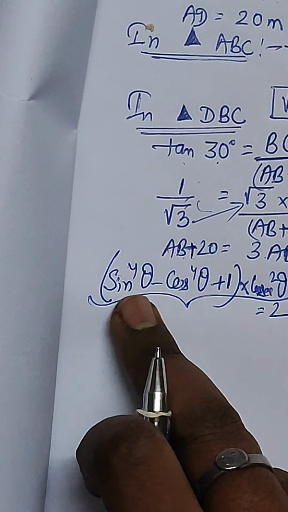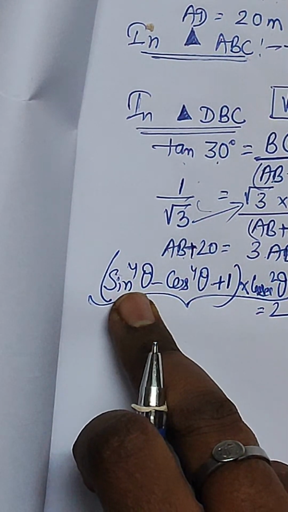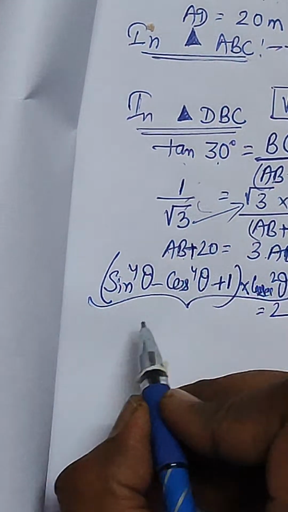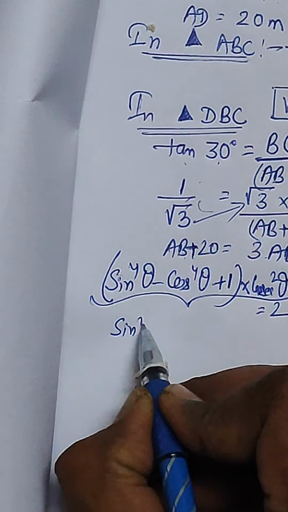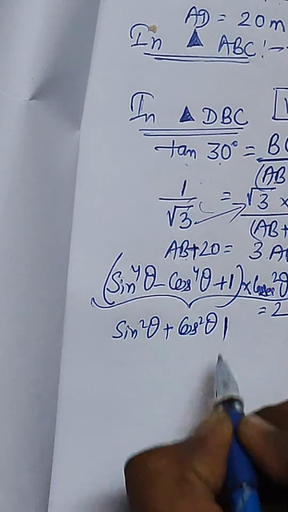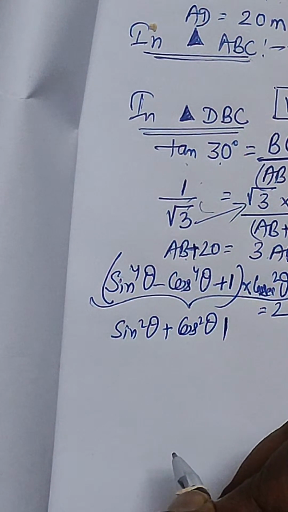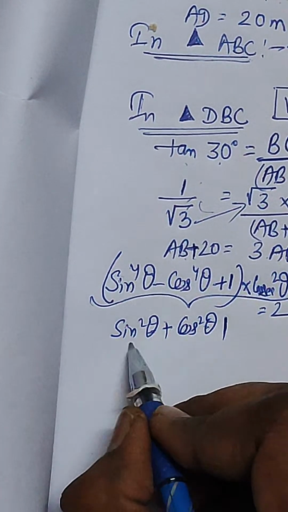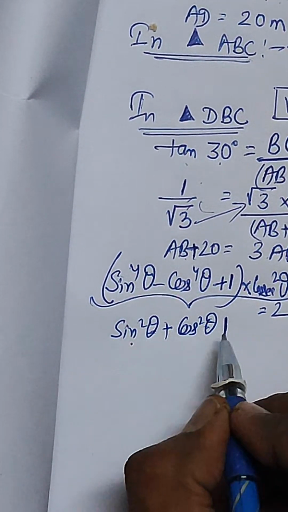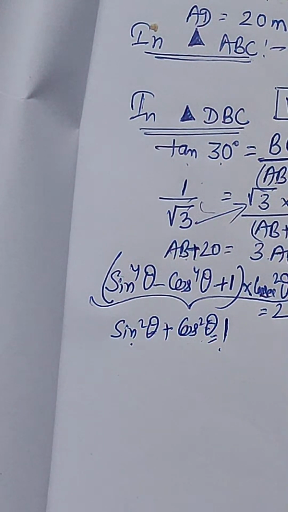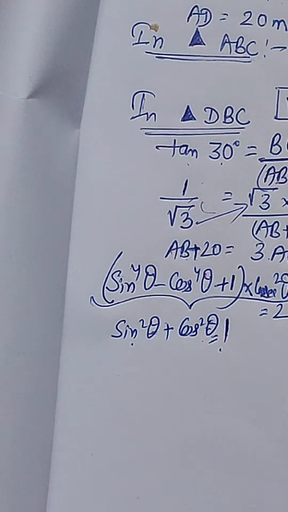Okay, you can see sine 4 theta minus cos 4 theta. We know that sine square theta plus cos square theta equal to 1, right? We know this identity, right? So what we can do to solve such a question is simply use the identity.